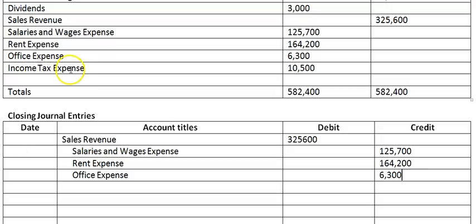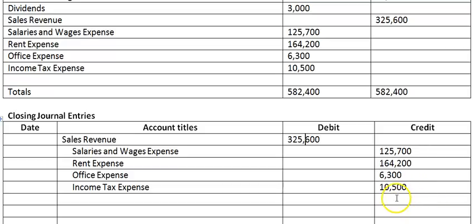Finally, the last expense is income tax expense. It has a debit balance. Again, we do the opposite. We're going to credit $10,500. Now we're going to add up all the debits, add up all the credits, and subtract. So the credits total $306,700. So the debits are $325,600. The credits total $306,700.